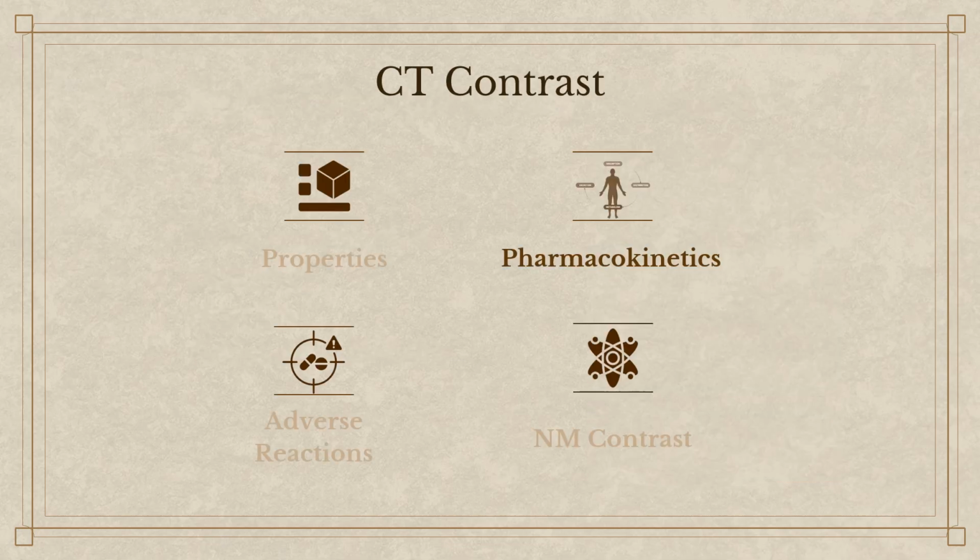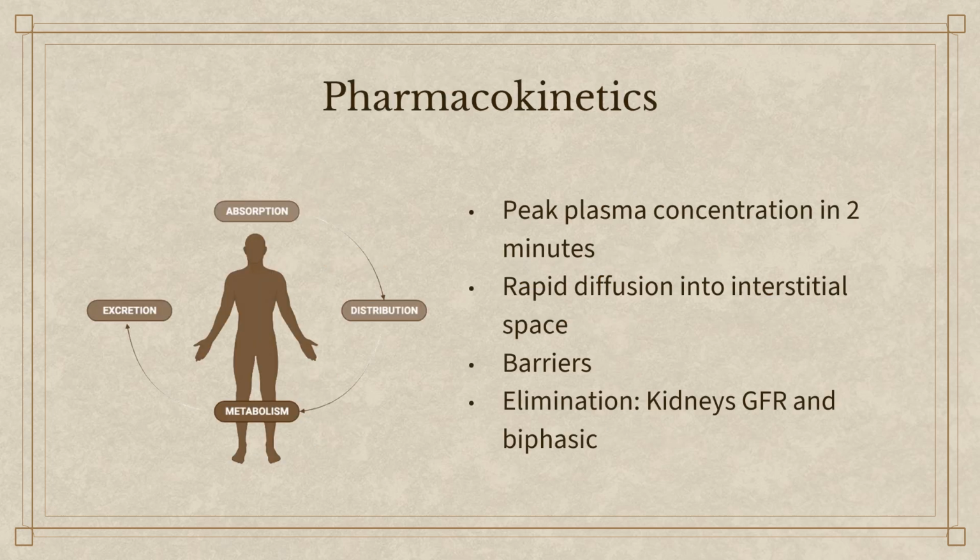Next, I'll discuss pharmacokinetics. I love saying that word. The pharmacokinetics, or movement of contrast material in the body, follows a two-compartment model referring to how contrast is distributed and eliminated in the body. Contrast material reaches peak plasma concentration in 2 minutes and then rapidly diffuses into the interstitial spaces between the cells and tissues. Interestingly, contrast does not cross the blood-brain barrier or enter neural tissues or the testes due to tight cell junctions that prevent contrast movement into these areas.